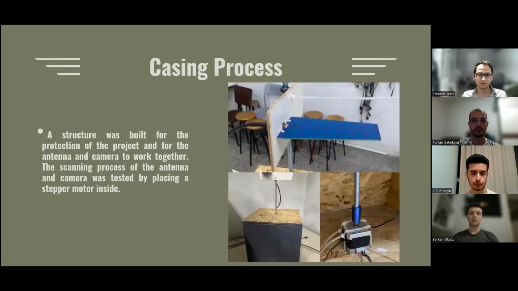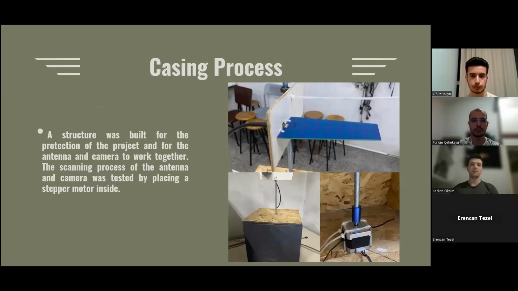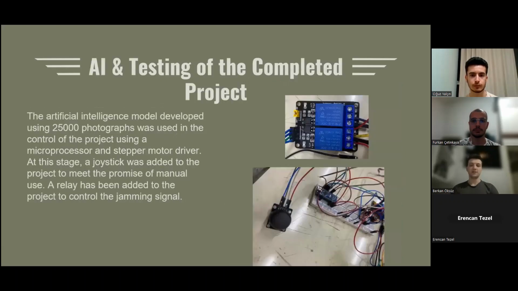We tested the scanning process of the antenna and the camera by placing the stepper motor inside. Next slide. In the final stage, we completed the test by integrating our AI model. Our AI model, which was developed using 25,000 photos, was used in the control of the project using a microprocessor and a stepper motor driver.